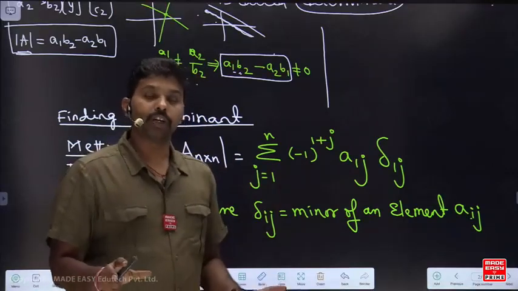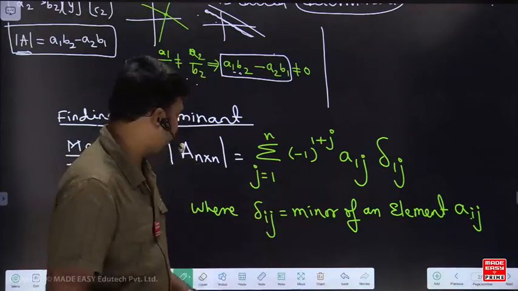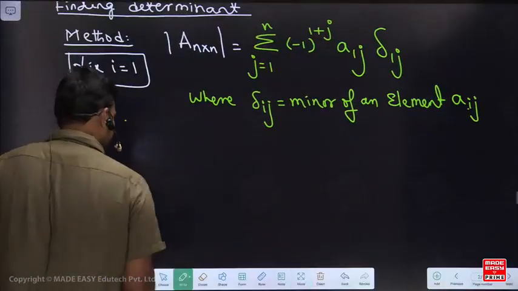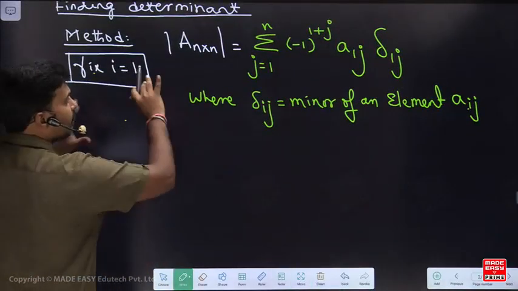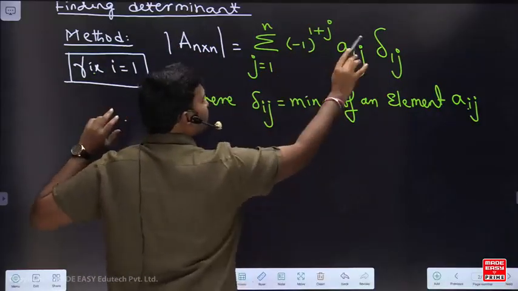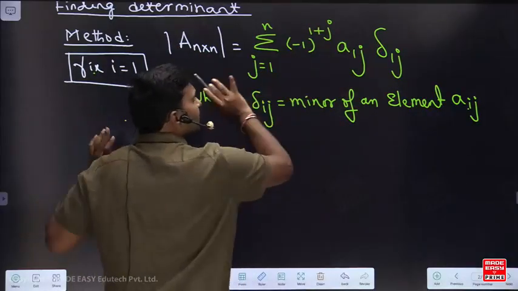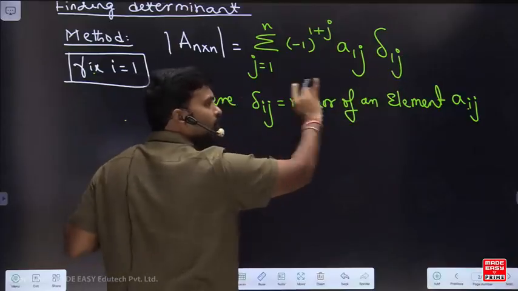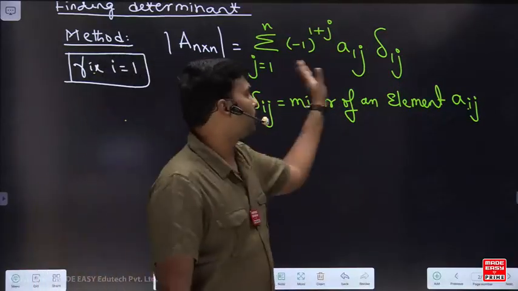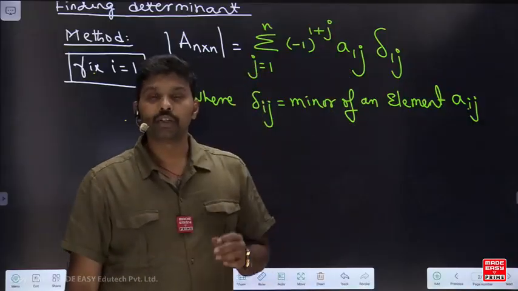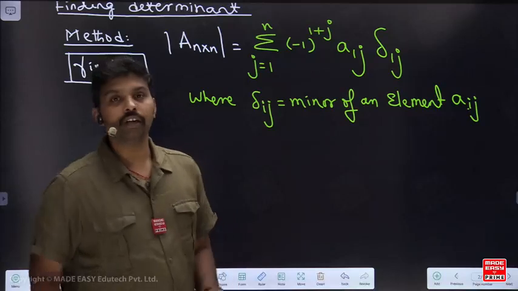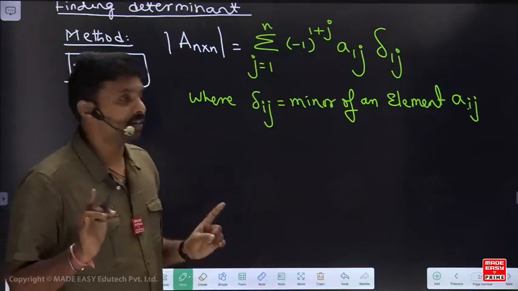Many of the people have understood, but still I'll show you by putting this into some steps. Now this is the way. For j is equal to 1 you expand it, then plus for j is equal to 2, j is equal to 3, j is equal to 4, up to j is equal to n. So you have to take the sum of all these products. That will give you the determinant of the given n cross n matrix here.